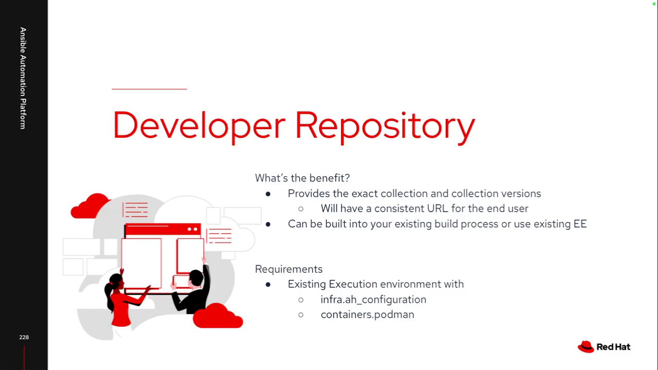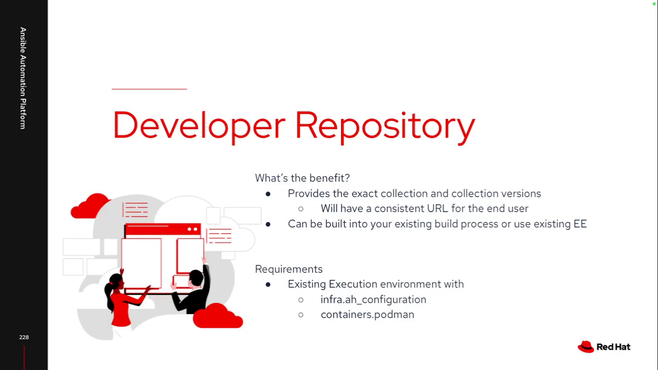Based on how I've created this, I can either use an existing execution environment that you already have, or what I would recommend is building it into your execution environment build process so this becomes an automated way to keep this up and provide it to the end user. The way I have it set up is it will basically destroy the existing repository and rebuild it, but it will maintain that exact same URL. So I can send the development teams a consistent URL that they would always have access to that will always be kept up to date with their execution environments and the collections associated with them.